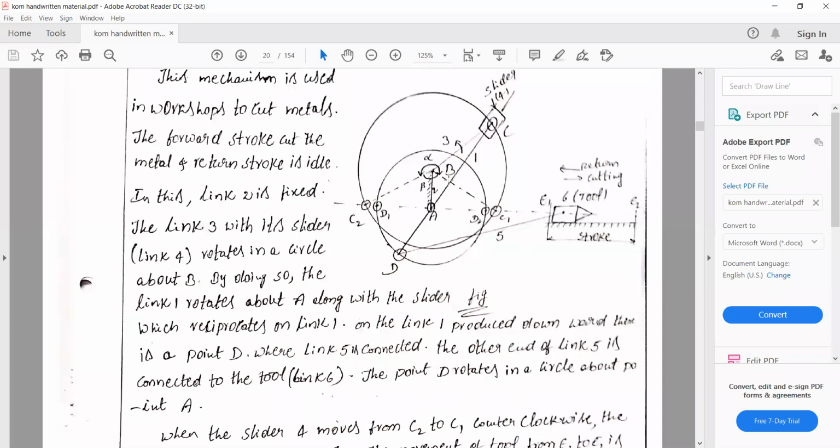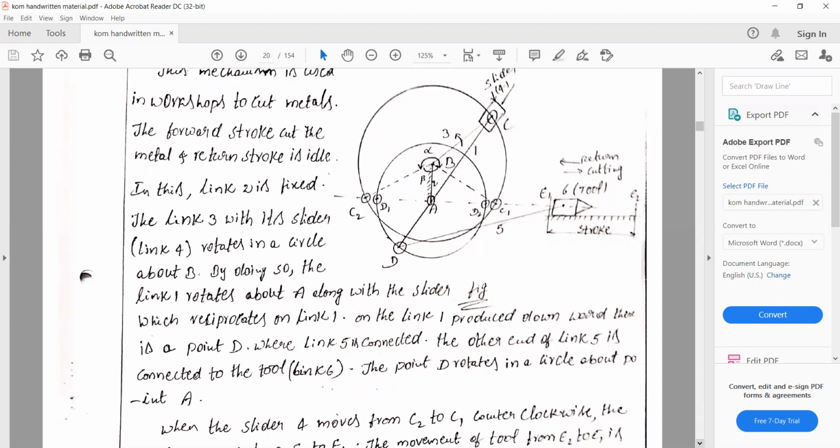BC1 and BC are equal. When C moves from one place to another, it gives different positions: C comes to the C1 position and the C2 position. That means BC1 equals BC2 equals BC.